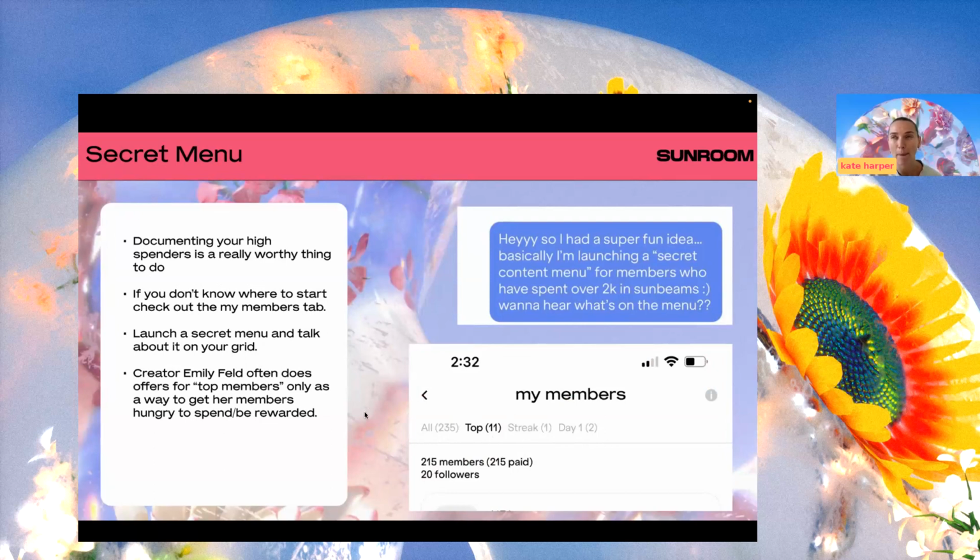And just a way to make it a little bit more competitive amongst your members with who's in your top members, who's one of your day ones. And it's also just good to know who those people are for you, because they're people that you probably should be proactively reaching out to just to keep that relationship going.